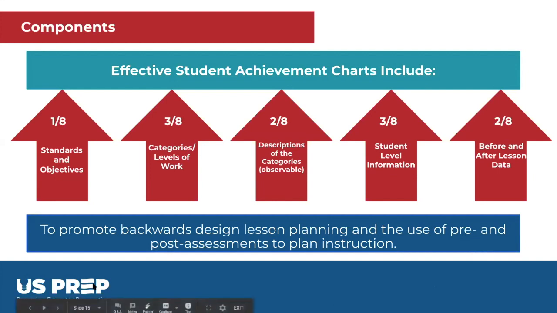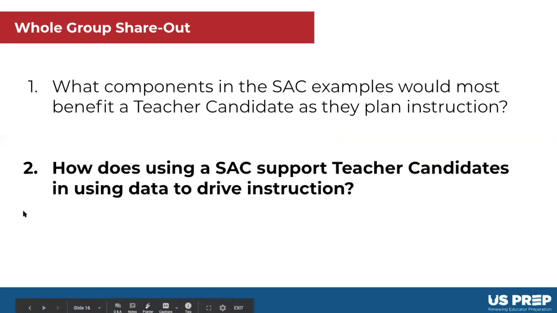So we know that there's some flexibility in the way that they look, but we also know that these are really the critical components that effective student achievement charts should include to truly promote that backwards design lesson planning and use of pre and post assessment data to plan instruction. So a lot of us really had these listed already in our breakout session. So we're really excited to be able to see that. So let's go ahead and dig into that next question.